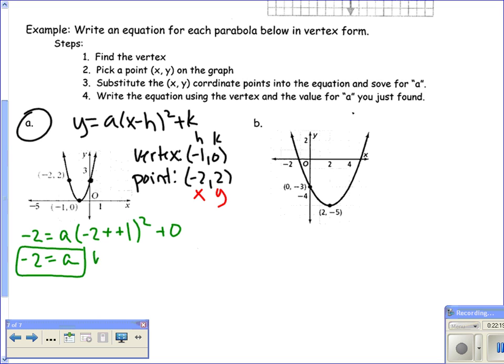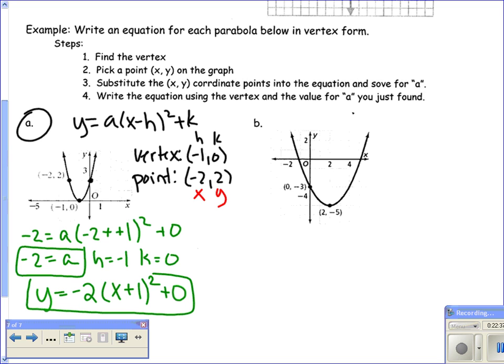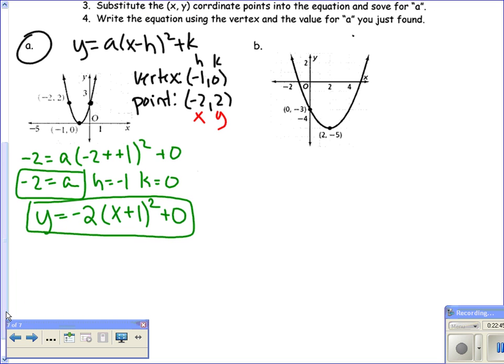Now that I have that, I know h is -1 and k is 0, so I can write my equation. Y equals 2 and then x minus h, so x minus minus becomes plus 1 squared and then plus 0. So this would be the vertex form for my equation. Now, of course, you don't really need to write that 0 there. It's just a placeholder for right now. So what would be correct would be to write this like this. So this is the equation in vertex form. So normally we don't write that 0.